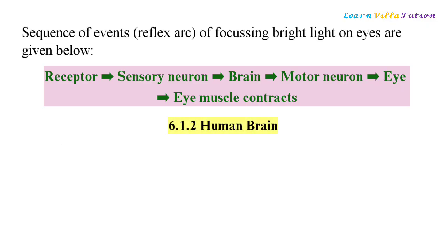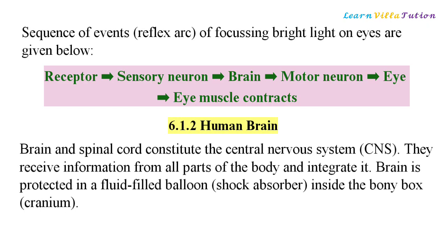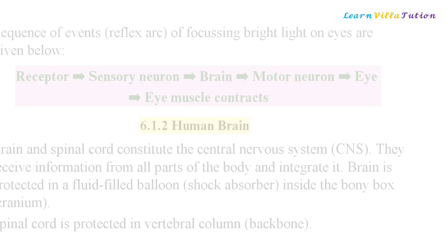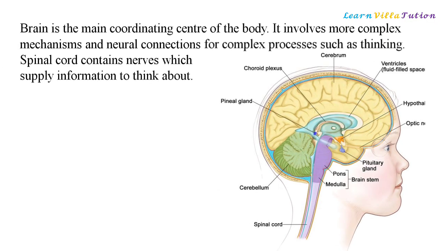Human brain. Brain and spinal cord constitute the central nervous system, CNS. They receive information from all parts of the body and integrate it. The brain is protected in a fluid-filled balloon, a shock absorber, inside the bony box, the cranium. The spinal cord is protected in the vertebral column, the backbone. The brain is the main coordinating center of the body.